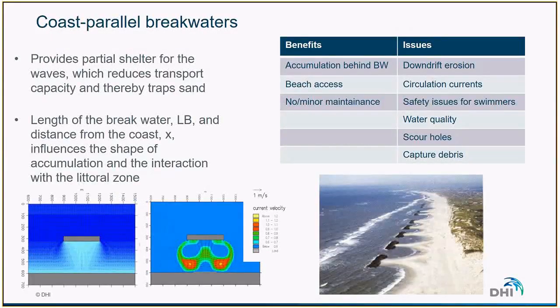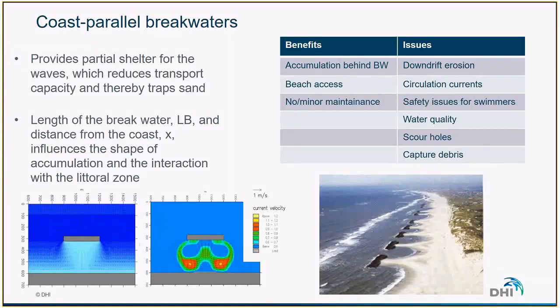Now we are going to have a look at another common structure to protect against erosion, which is a coastal parallel breakwater. A coastal parallel breakwater is a structure which is parallel to the coast, and it can be located inside or outside the surf zone. By protecting the coast and providing a shelter from the waves, it will reduce the sediment transport capacity in the shelter and therefore cause accumulation. One of the interesting features of the coastal parallel breakwater is that it can also generate accumulation when the waves arrive normal to the coast.